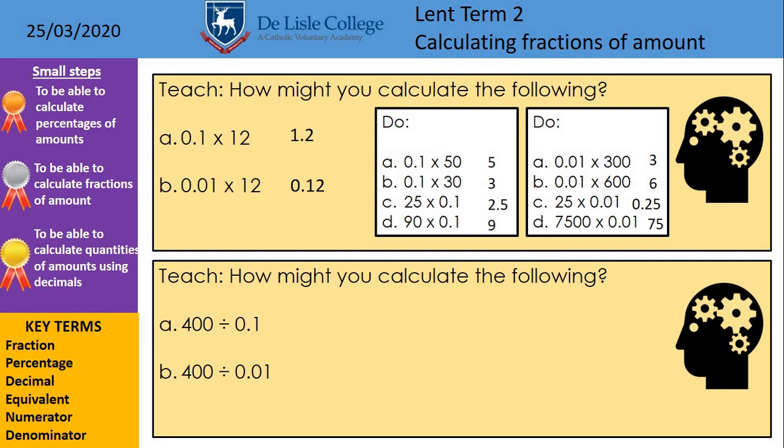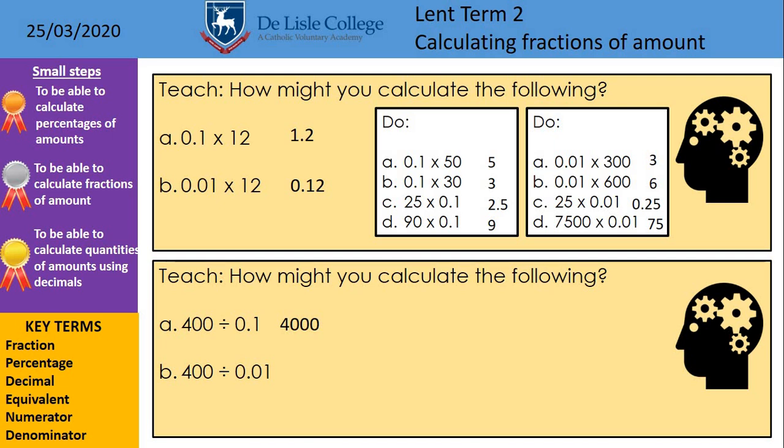Now how might we calculate the following? 400 divided by 0.1. Well, this is the same as 400 divided by 1/10. How many 1/10ths are in a whole one? There are 10. So how many in 400? This would be 4,000.